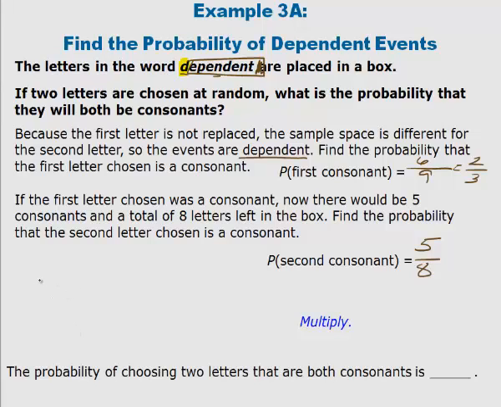Now we look at what the chances are of them both happening. Well, the first consonant is 2/3 times the second consonant was 5/8. Those of you that remember cross canceling, you can do it here as well. 2 goes into 2 one time, 2 goes into 8 4 times. So I have 5/12. So the probability of choosing 2 letters that are both consonants is 5/12.